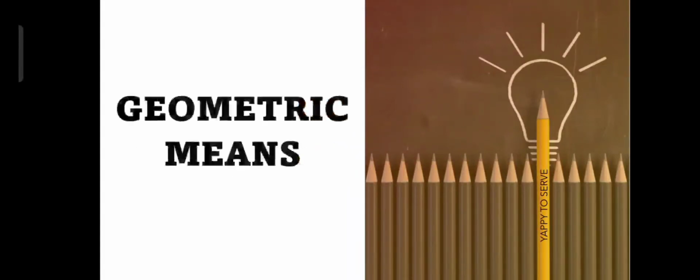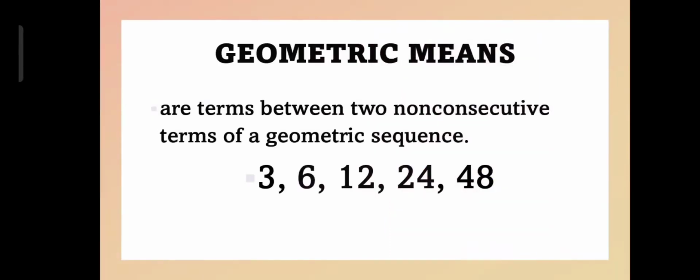Sa video na to, ating pag-aaralan ang geometric means. Geometric means are those terms between two non-consecutive terms of a geometric sequence. In geometric sequence 3, 6, 12, 24, and 48, those numbers in between 3 and 48, such as 6, 12, 24, are called the geometric means. 6 is the first geometric mean, 12 is the second geometric mean, and 24 is the third geometric mean between 3 and 48.